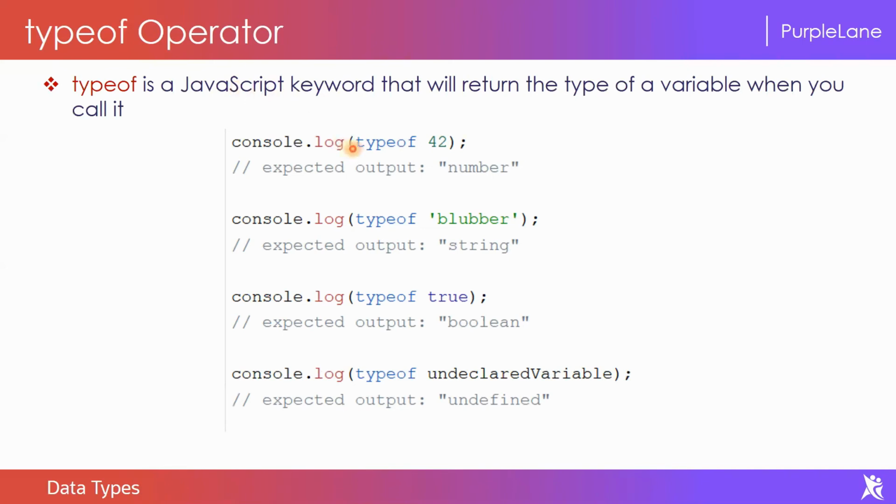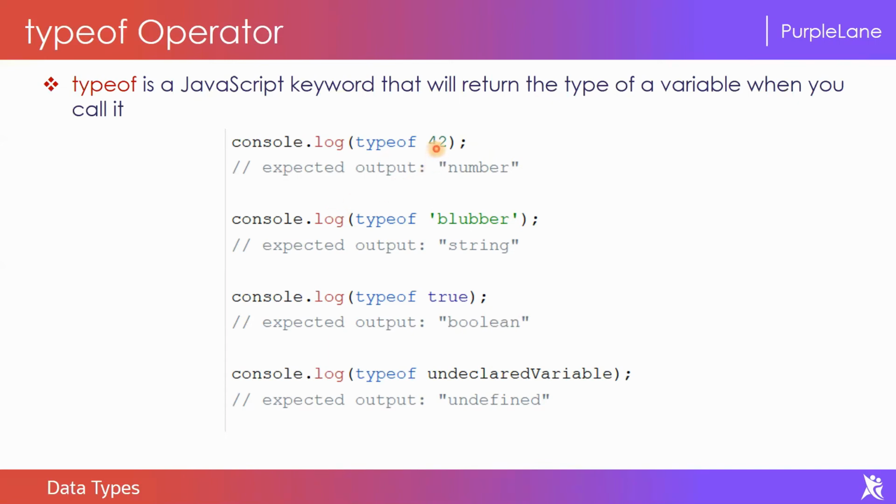Just don't try to understand this console.log and all for now. Just see typeof, then give whatever value you want. Here I have given 42. This will return number because 42 is a number. Again, here you see typeof this one. This is a string, isn't it? So this will return string. Here typeof true. This is a Boolean. So the typeof operator is used to identify the data type of your variable.